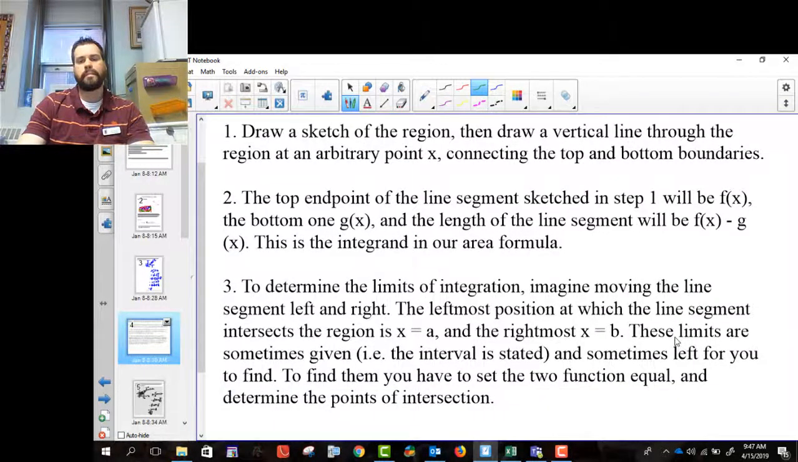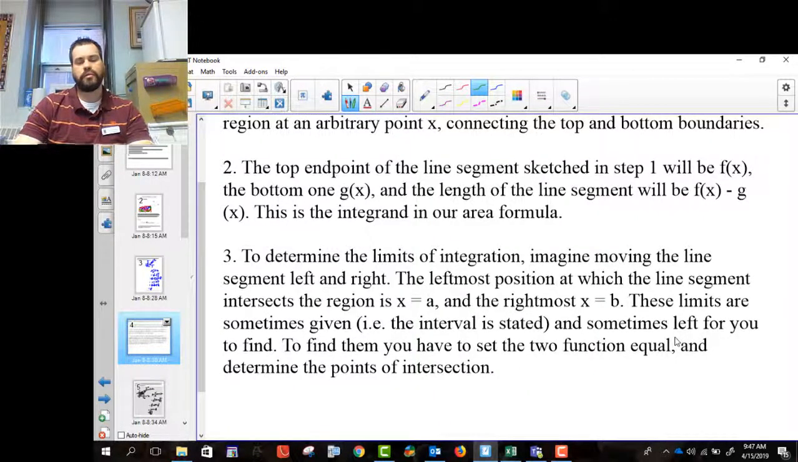And then for the limits, you figure out, as you move that vertical line back and forth, where it goes from one of the intersection points to the other. Sometimes the question is going to give you the intersection points. The other option is that you have to find them yourself by setting the two functions equal. So the limits are sometimes given, and sometimes they're left for you to find. And then once you have the integral, you just have to evaluate it.